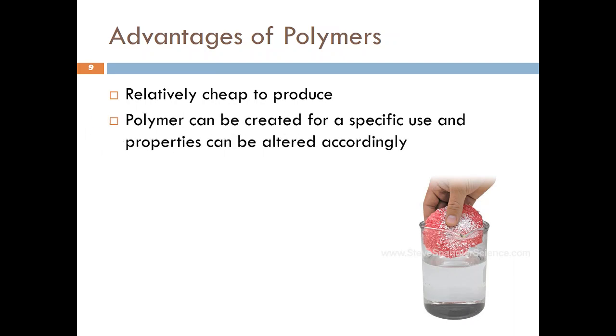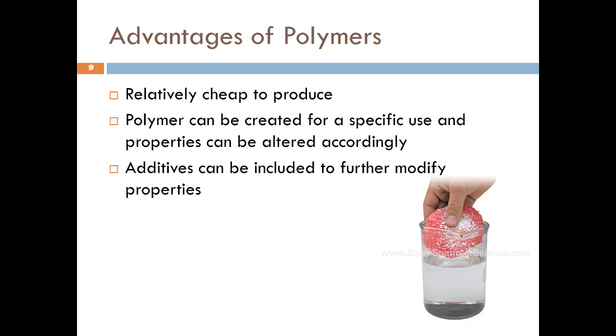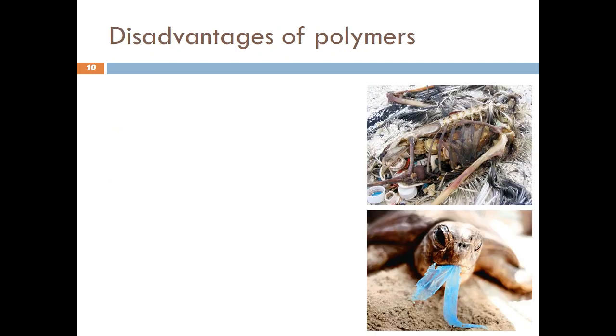Polymers can be created for specific use, and properties can be altered accordingly. So hard, soft, whatever. Additives can be included to further modify properties. So if you already have polypropylene, which is already a fantastic material, but if you add a few things, add some colors, you can make it into synthetic grass. You could make it much softer or much more rigid, like rope or other applications, very easily.